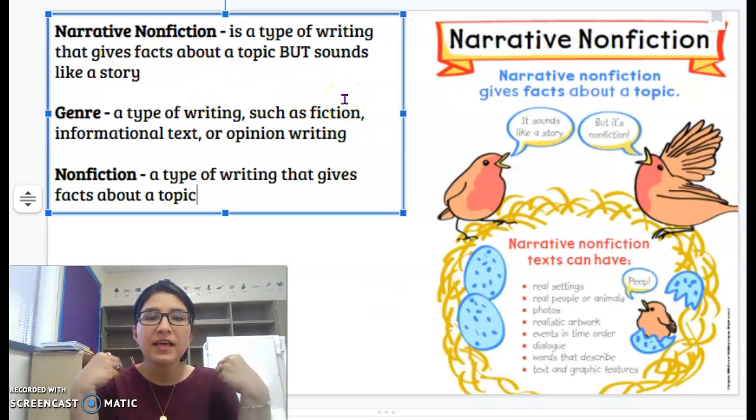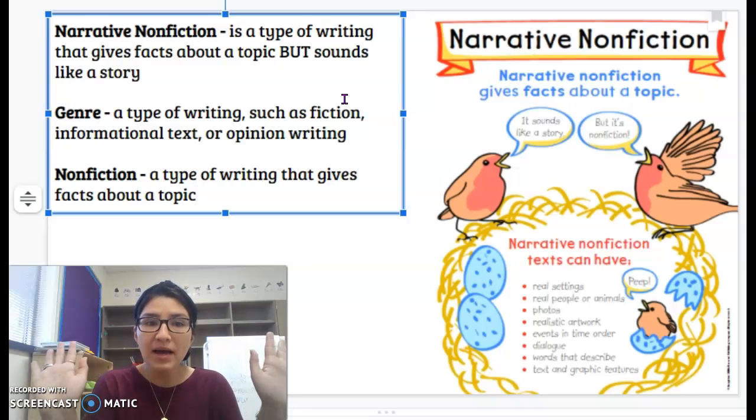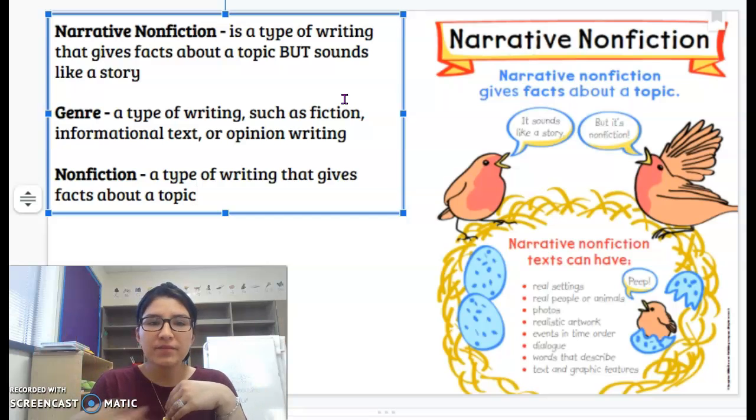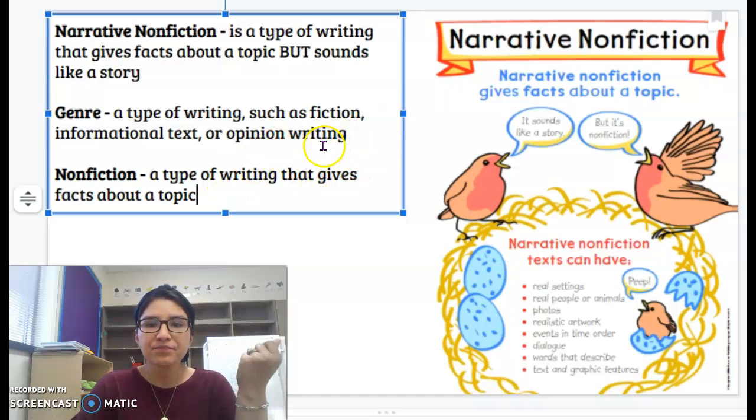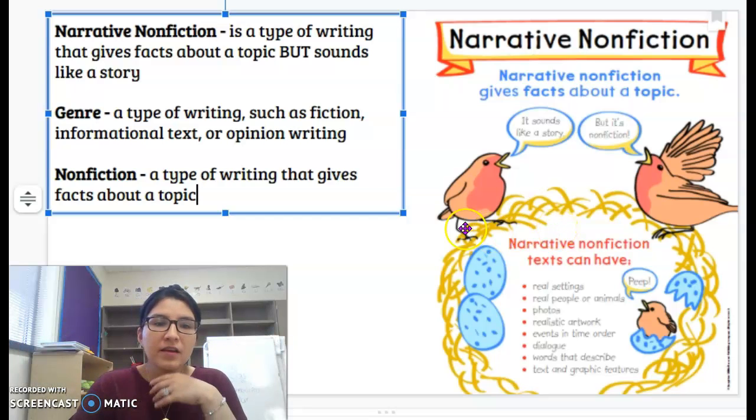Good job. It's a type of writing that gives facts about a topic, but it sounds like a real story, okay? Then genre. Narrative nonfiction is a type of writing. It's a genre. So is fiction. So is fable. So is fantasy, informational text, opinion writing. Those are all different types of writing, right? Nonfiction is a type of writing that gives facts about a topic.